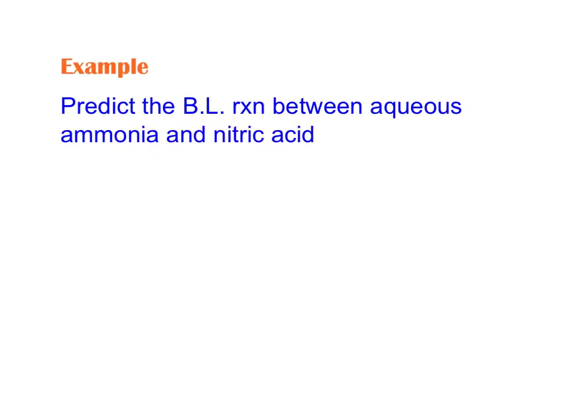Alright, one more here. So, predict the Bronsted-Lowry reaction between aqueous ammonia and nitric acid. So, aqueous ammonia is water, ammonia, NH3. Now, nitric acid is one of the strong acids. It's listed in the top 6 of our chart there. Anything that's in that very top section, as soon as it's put into water, it ionizes immediately into H3O+ and its conjugate base. So we always consider a strong acid as just simply H3O+ and its conjugate base, so NO3-.